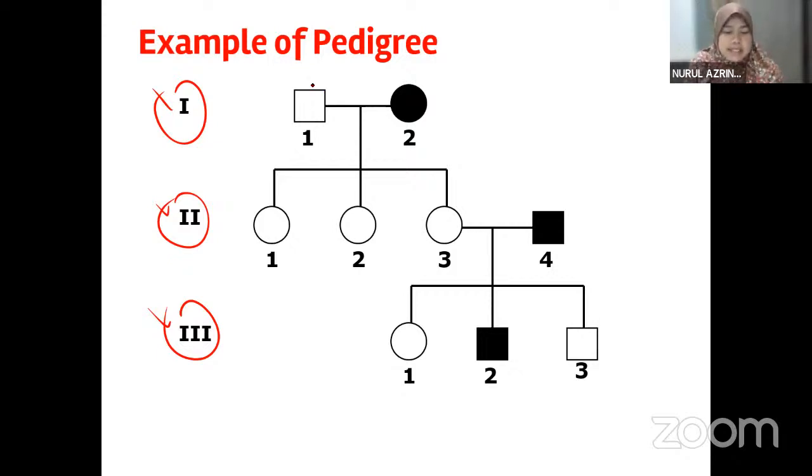Okay, next one is the square box. Okay, mana-mana yang kotak petak-petak ni. So this one showing the male. Menunjukkan lelaki, whereby the circle over here, yang mana-mana circle. Okay, and the circle one showing female. Okay. Alright. Next, horizontal line, sorry. Horizontal line menunjukkan apa? Line melintang ni menunjukkan apa?